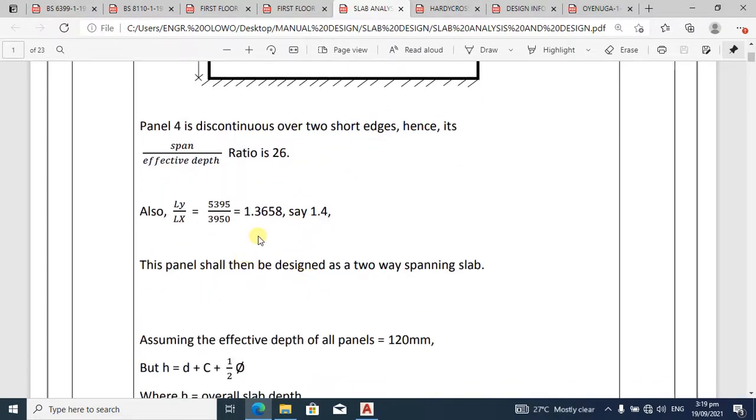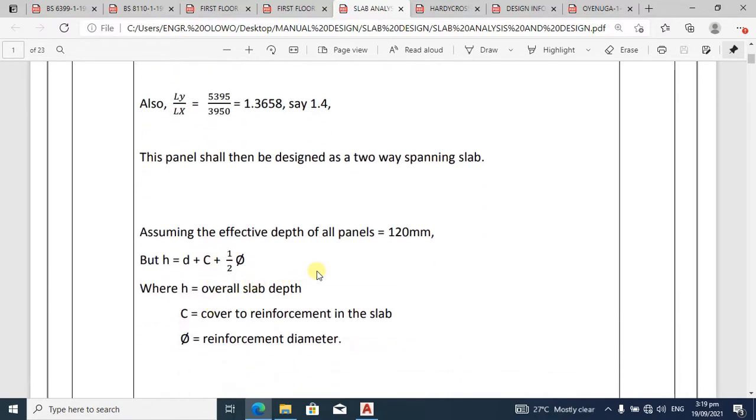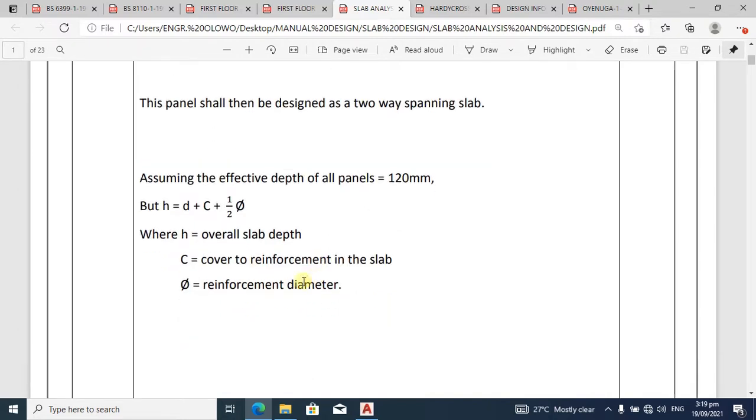After we might have gotten the ratio of Ly to Lx, the next thing is to assume a suitable depth for the panel. We can assume the value for our H, or we can assume the value for our effective depth D. D is our effective depth, while H is our overall slab depth. The C you see here is the cover to the reinforcement.